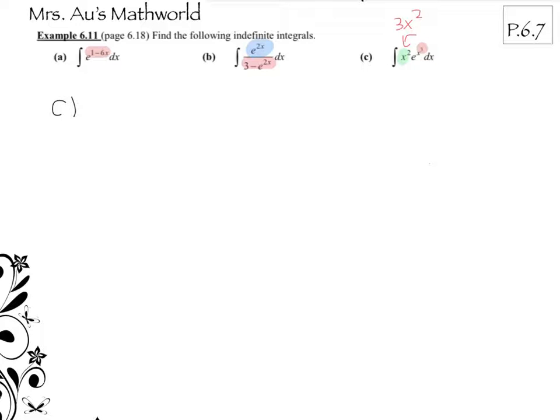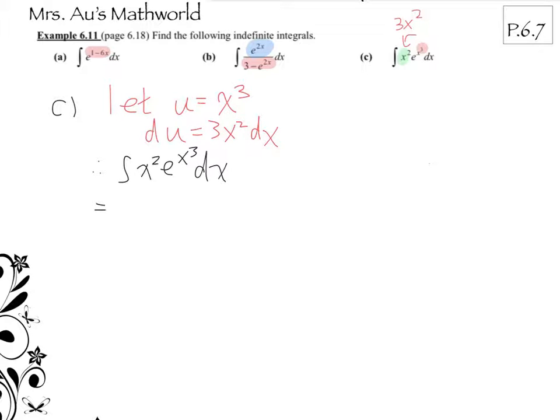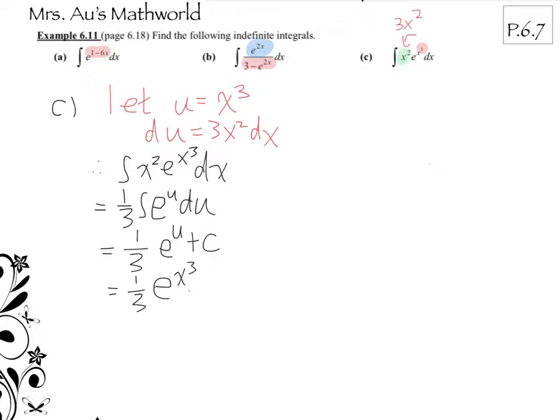For part C, we let the u again. Remember, we're going to let it be x to the power 3. Differentiate, you get this guy, and then we are going to integrate. So integrate, that means you can do substitution, then we get 1/3 and then e to the power u du. And integrate, you get 1/3 e to the power u plus c, and put it back to be 1/3 e to the power x cubed plus c. So this is the answer.